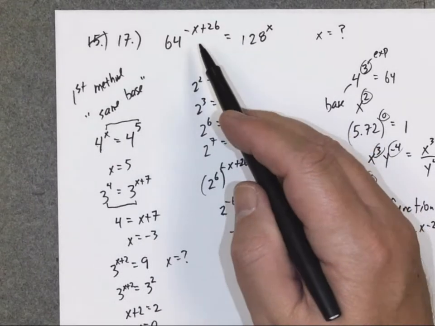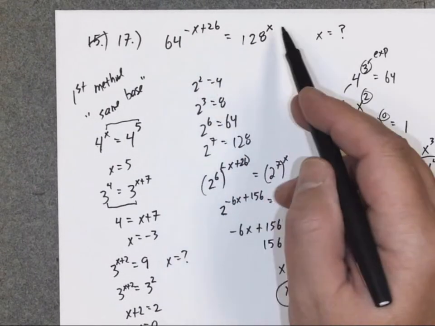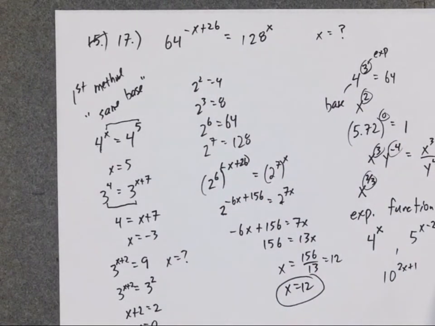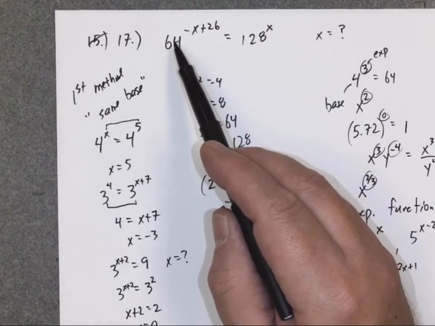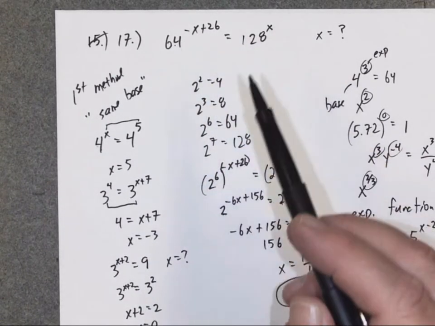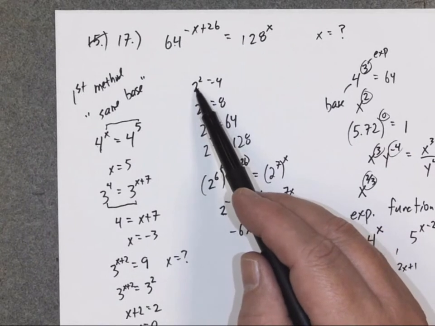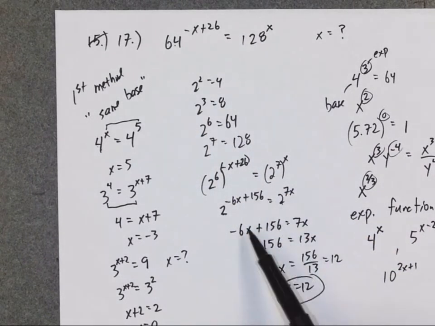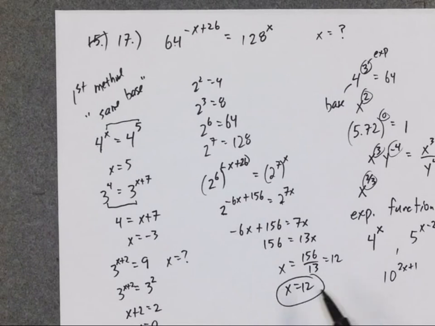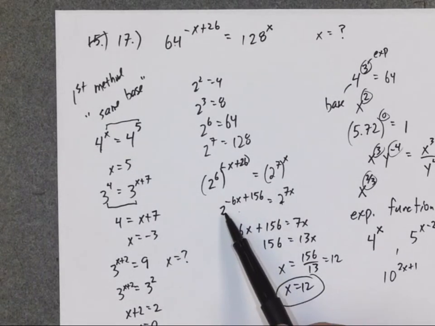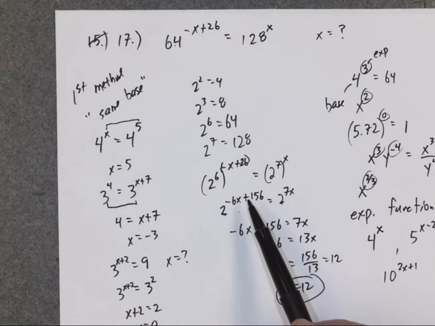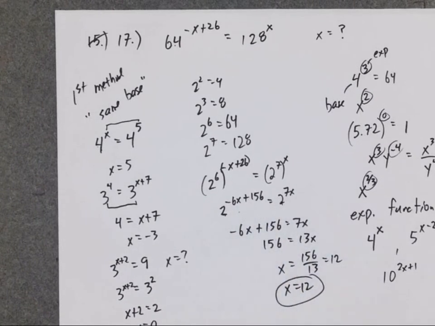So this was sort of messy, these exponents, but the idea is I was able to replace 64 and 128 with the base of 2, and I had to do a lot of math here, and eventually I was able to end up with same base on both sides, set the exponents equal to each other, and we're on our way.